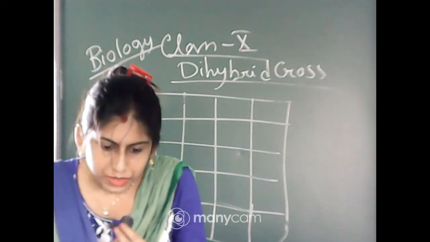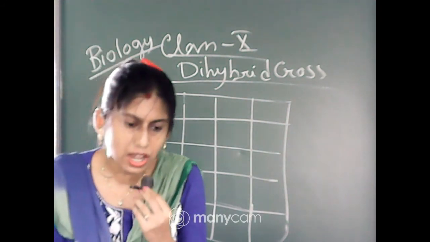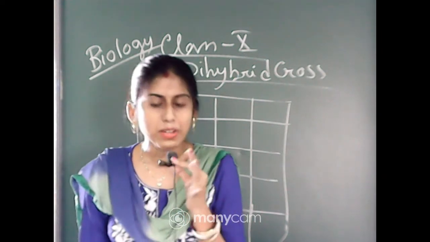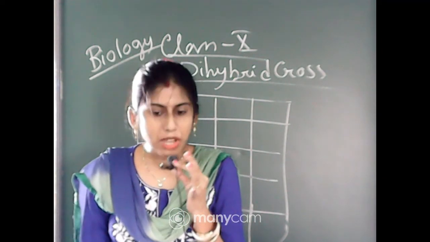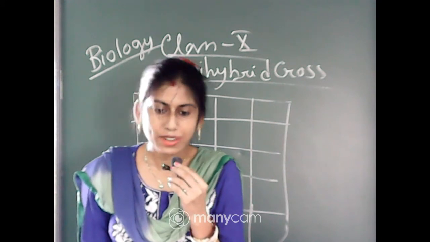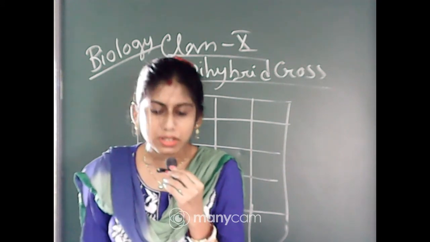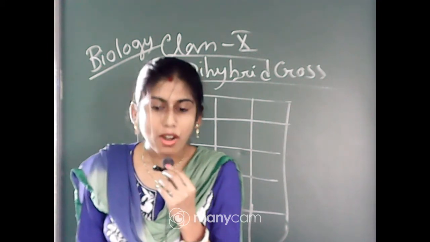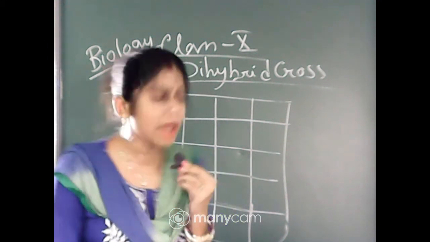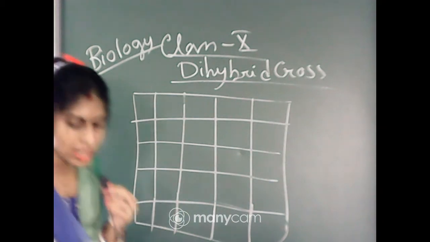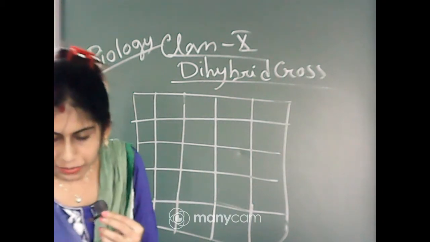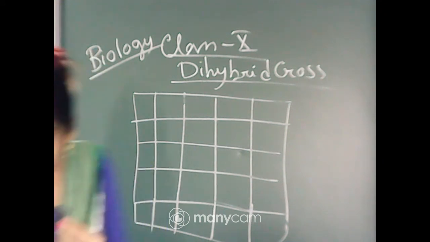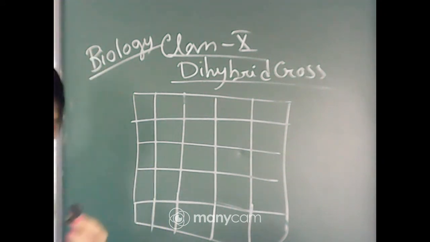Okay, so in the previous class, I completed the phenotypic ratio of the dihybrid cross. The genotypic ratio of the dihybrid cross is left. So today first I will show you the genotypic ratio of the dihybrid cross. For that I have to make the Punnett square or checkerboard again. I hope all of you have done this one in your copy. So I am writing it again.